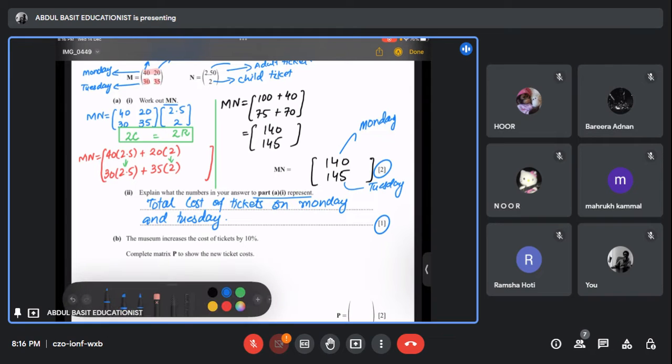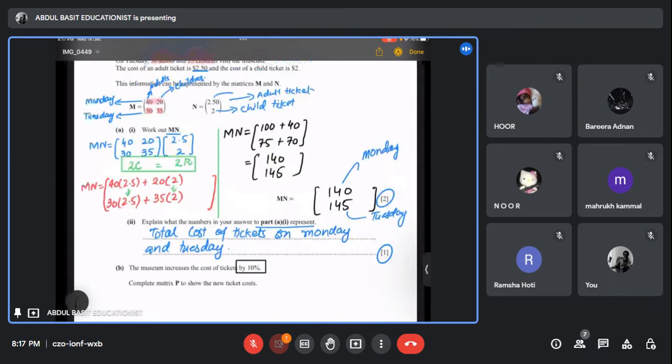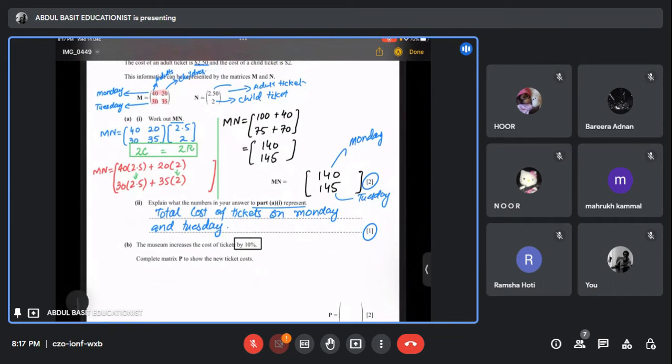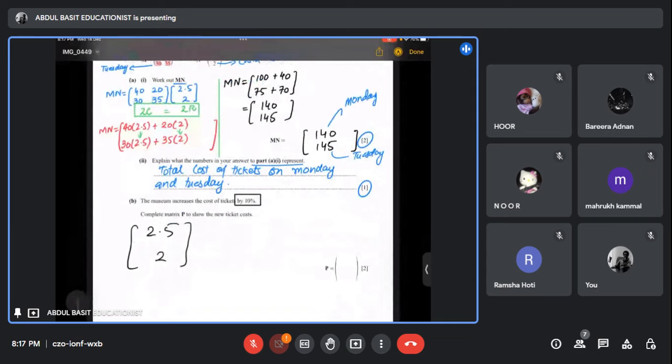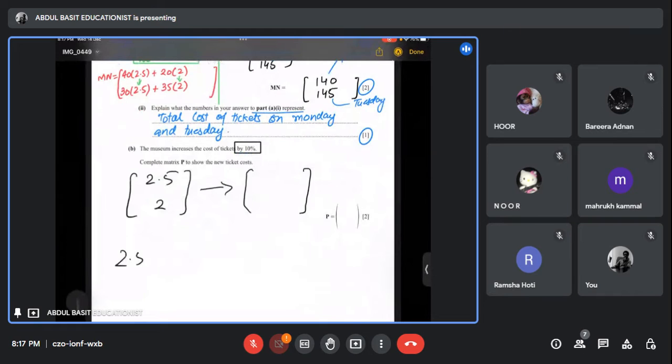Okay, now they say that the museum increases the cost of ticket by 10%. The cost of ticket matrix is N matrix, which is 2.5 and 2. So complete the matrix to show the new ticket costs. So we have to increase them by 10%. So 2.5 times 10% is something like that. Is this clear?